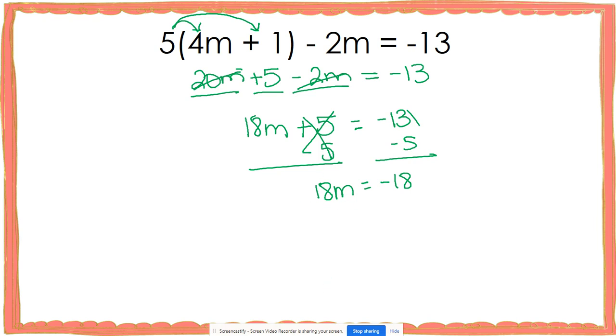Finally, I need to get rid of my 18 with my m, so I'm going to use the inverse of multiplying by 18, which means I'm going to divide by 18 on both sides. These will cancel and leave me with m equals, and then negative 18 divided by positive 18 is negative 1. This means that m has a value of negative 1.